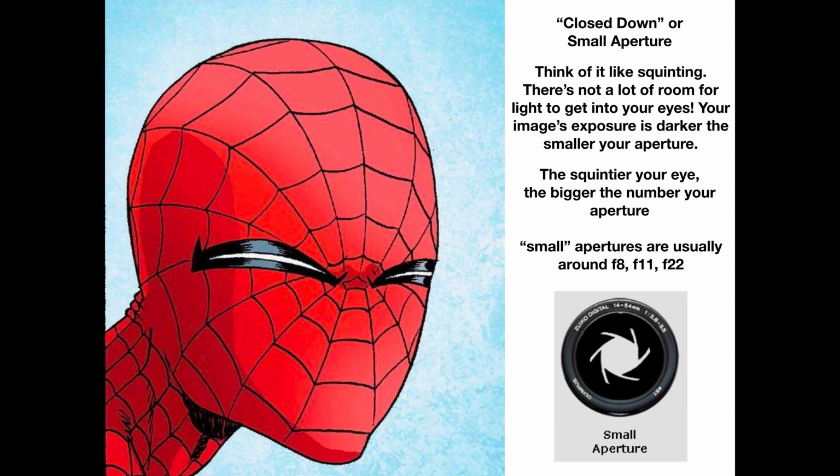Now this is called small aperture, but the numbers are bigger. So it's kind of the opposite of what you might think, right? The squintier your eye, the bigger the number of your aperture. So a small aperture is like f8, f11, f22, really big numbers, but they're called small aperture because of how small the amount of light room can get through. So you can see at the bottom right the small aperture on a lens.